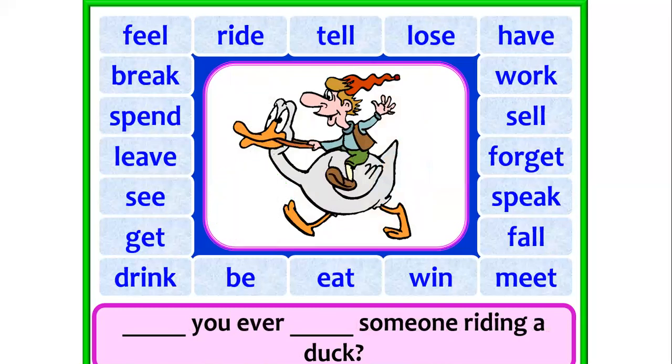Another question. So we're going to start with the helping verb based on the subject. The subject here is you. So we're going to start with have. Have you ever... someone riding a duck? Have you ever... see? What is the past participle of see? It's seen. Very good. Have you ever seen someone riding a duck? Have you ever seen? Easier, right?